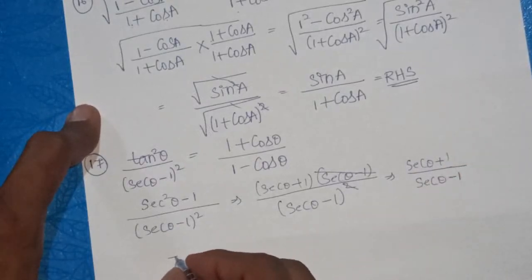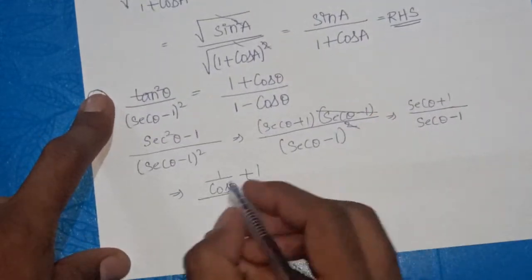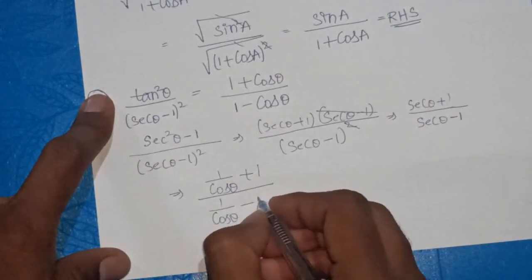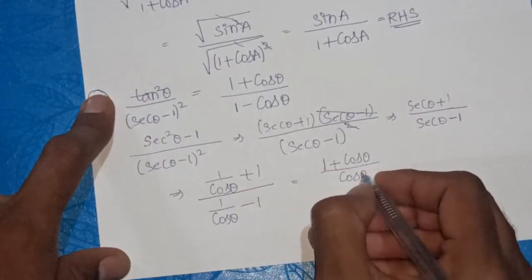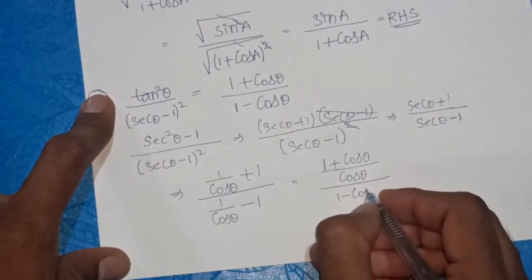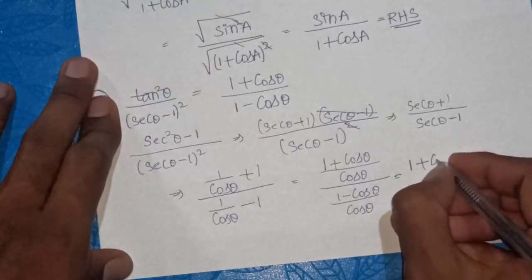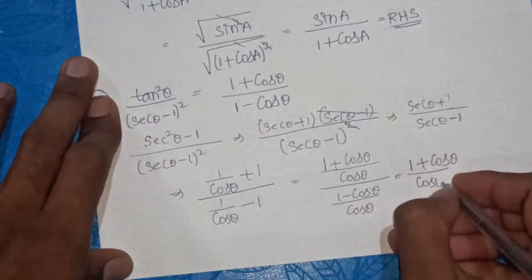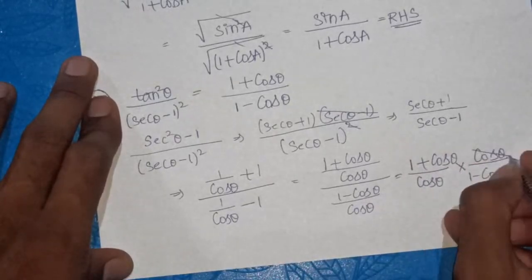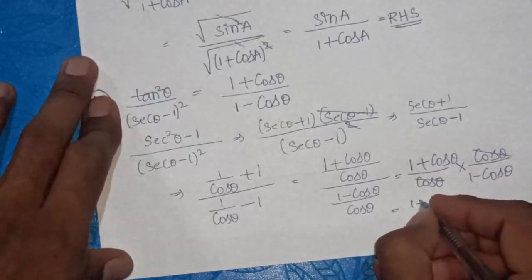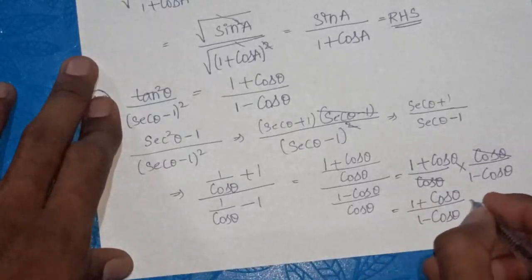And we know that secant theta can be written as 1 by cos theta, so 1 by cos theta plus 1 divided by 1 by cos theta minus 1. When we take LCM, 1 plus cos theta divided by cos theta, divided by 1 minus cos theta divided by cos theta. After taking reciprocal for this term, 1 by cos theta into cos theta by 1 minus cos theta get cancelled. Therefore, 1 plus cos theta by 1 minus cos theta will be obtained. That is our RHS.